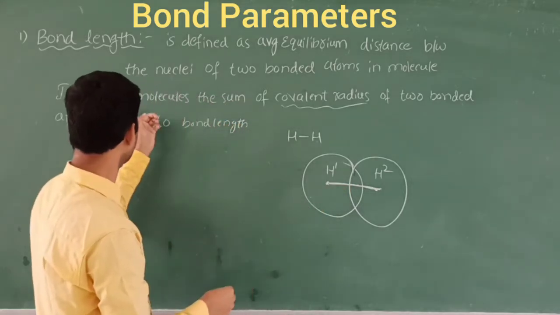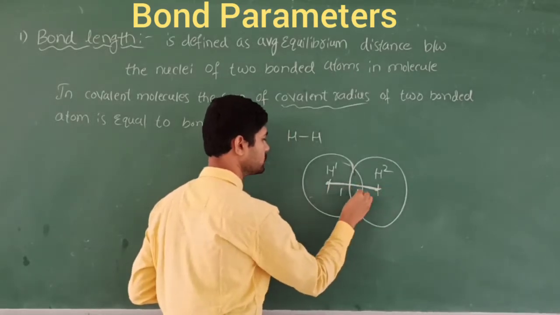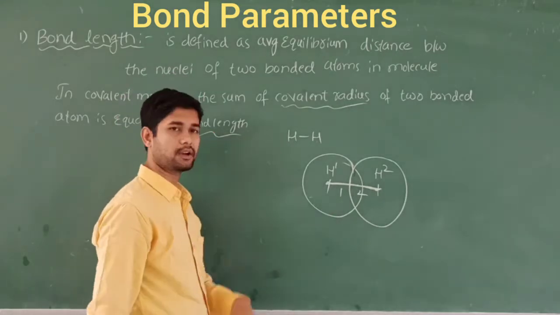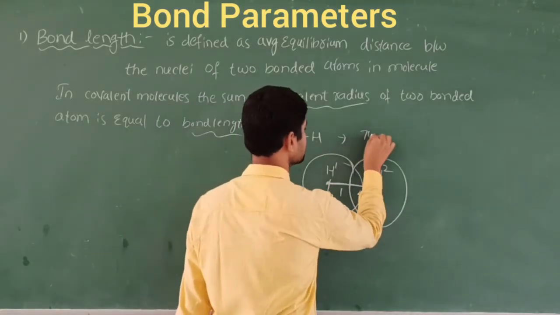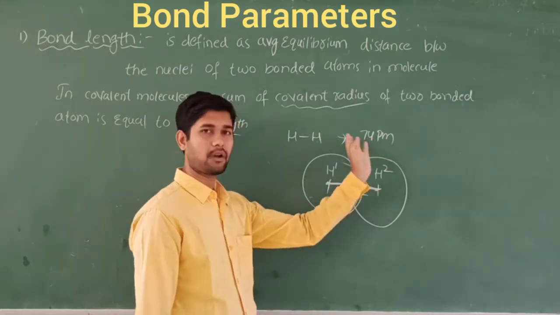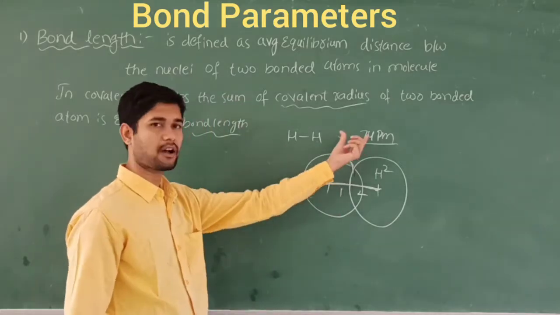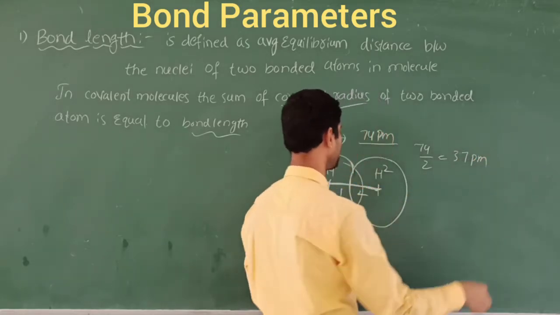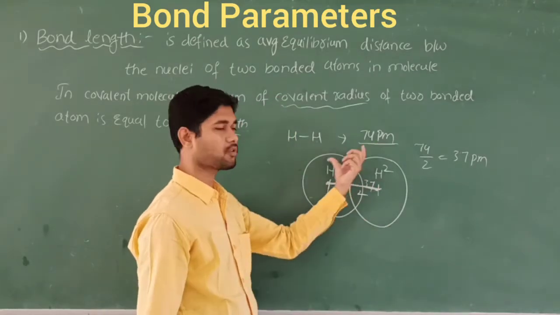So in covalent molecules, the sum of the covalent radii is the bond length. This is one covalent radius and this is another covalent radius, one and two. These covalent radii together we call the bond length. This is about the bond length. The hydrogen bond length is nearly 74 picometers. Pico means 10 raised to minus 12 meter, as we have already studied. If the bond length is 74 picometers, what will the covalent radius be? Exactly, half of this: 74 divided by 2 is 37 picometers. So this is 37 picometers and this is 37 picometers, and together they form the bond length.